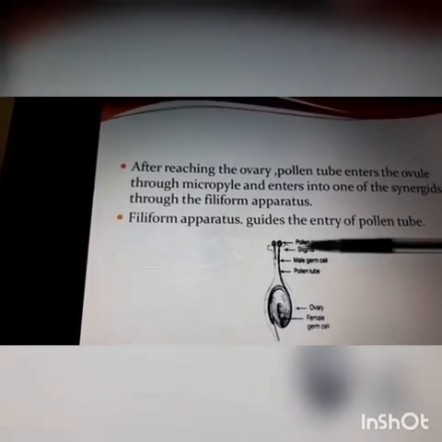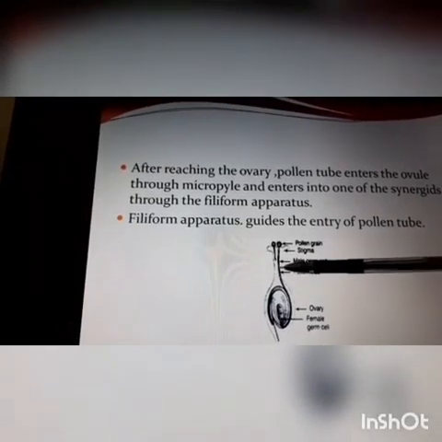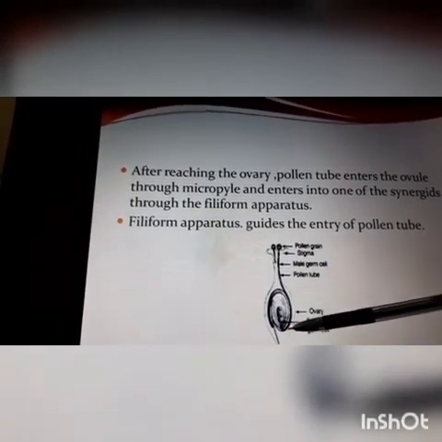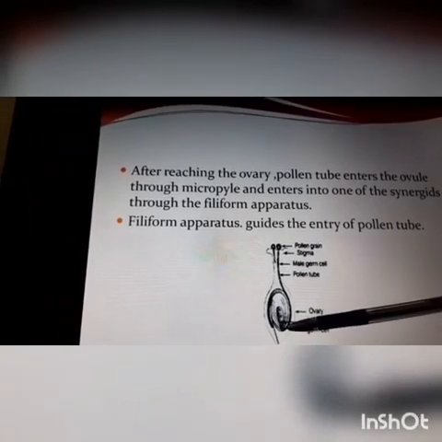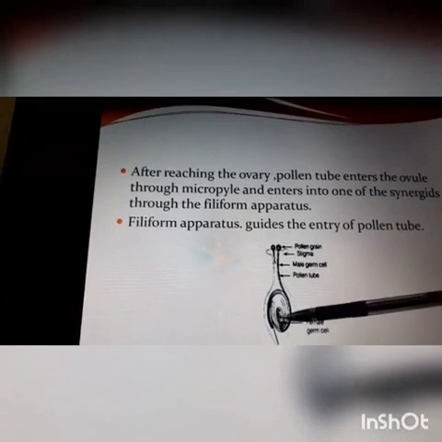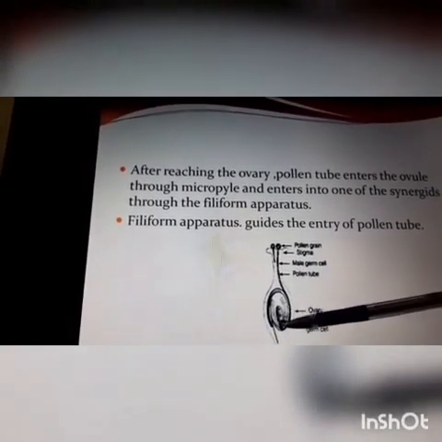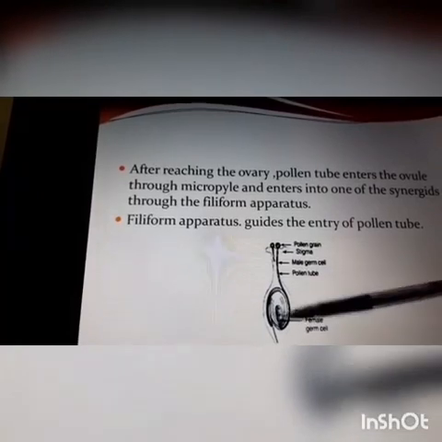Okay, so after reaching the ovary, here is the movement of the pollen tube. You can see the pollen tube enters the ovule through the micropylar end and enters into one of the synergids. We know that inside the ovary at the micropylar end there are two synergids. And this movement is through the filiform apparatus.